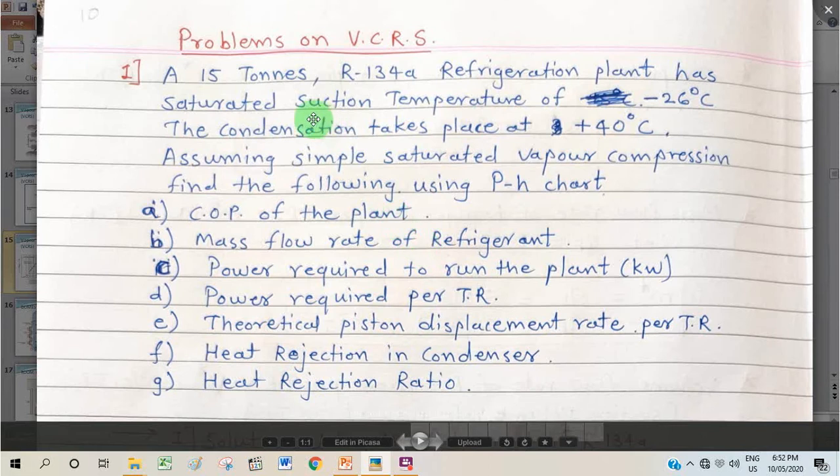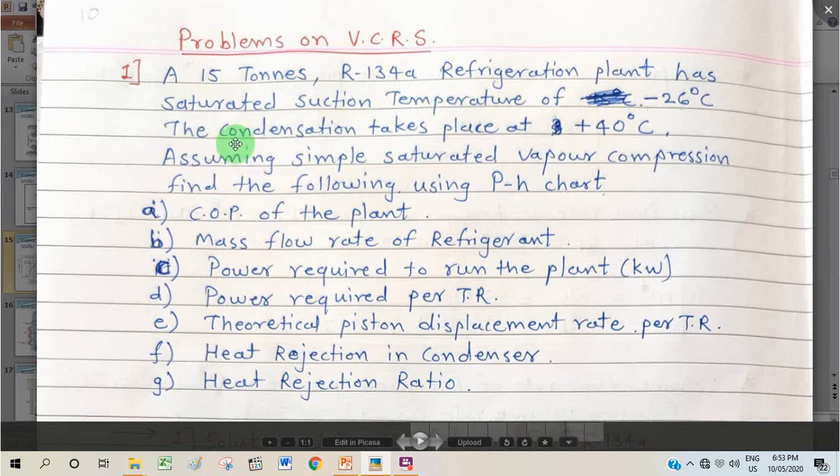Before that, let us understand the given scenario. 15 tons doesn't mean the weight of the system, it is the refrigeration capacity. So 15 tons of refrigeration is the capacity. R134a is the type of refrigerant used in the plant. It has a saturated suction temperature of minus 26 degrees Celsius. This saturated suction temperature relates to the evaporating temperature.